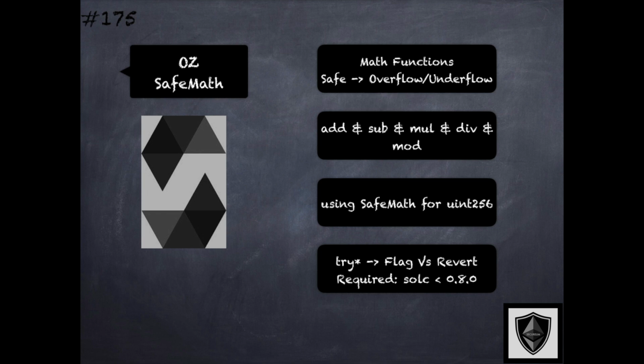There are also try-variants of these functions where, instead of reverting if an overflow or underflow happens, a flag is returned. And this is useful for exception handling. So this SafeMath library is almost absolutely required for smart contracts that deal with integers and use a Solidity compiler version below 0.8.0, because Solidity compiler 0.8.0 introduced default overflow and underflow checked arithmetic.